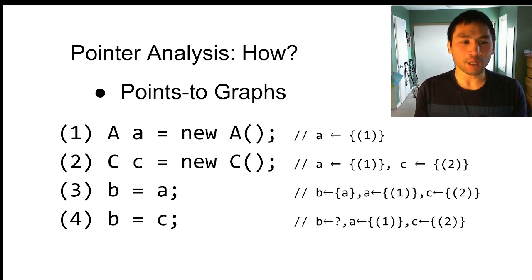When it gets more complicated is where we have B equals A. And so now we know that B points to the object that A used to point to. And so this is why it's a graph. B points to the object with A, and then A still points to where it used to, the object instantiated at 1, and C points to the object at 2. And then we have B equals C.